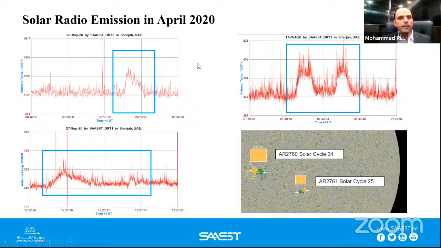Here is an example of our results we published in 2020. This is an example of the solar radio emission in April 2020. You can see the shark fin shape, like a fin, or an inverted V. This is a characteristic curve for the solar emission. Most of the solar emission looks like this curve. And this one was in September, and this one is in October. A little bit of change in its shape, but the same principle.